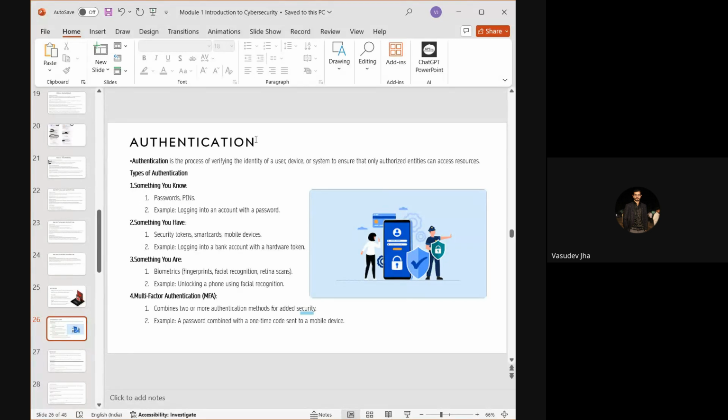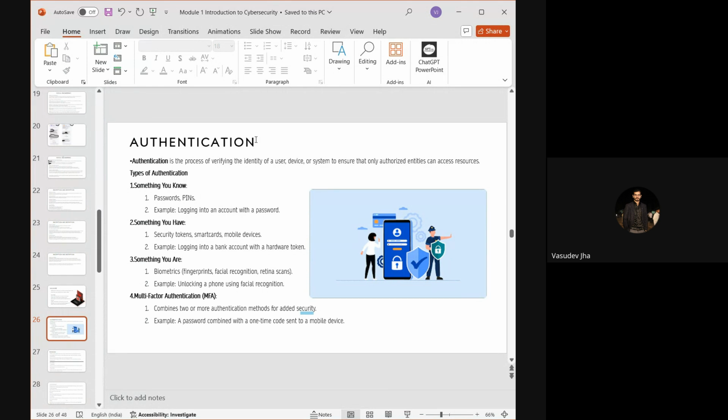So I have created a classification. First you have simple authentication: something you know, like your password or PIN or anything that only you know. But the problem is that you can share this intentionally or unintentionally. So that is a weak point. For example, your password: intentionally you can share it, and unintentionally also someone can get access to your password using simple social media.